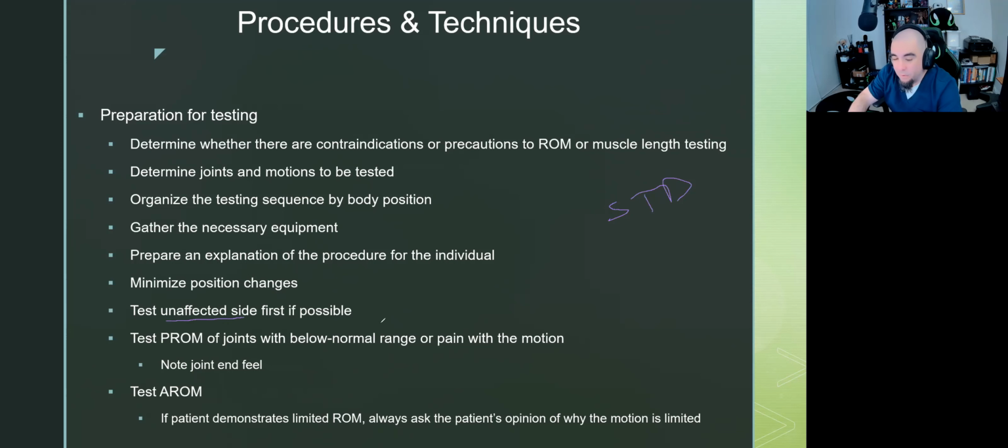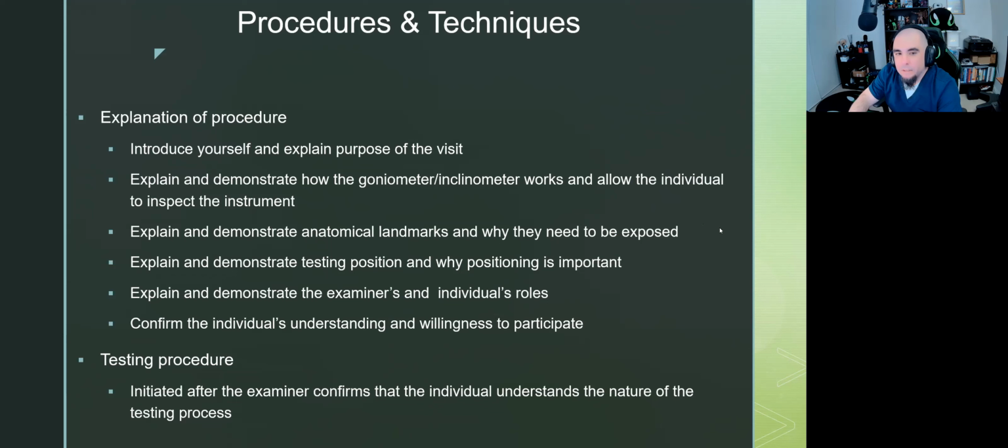That way you get a good idea of what the range of motion has. Check all of the joints with below normal range of motion or with pain in the motion. Got to note the joint end feel. And then test active. So we're always going to test passive first, and then we're going to test active. So this is kind of the procedure.